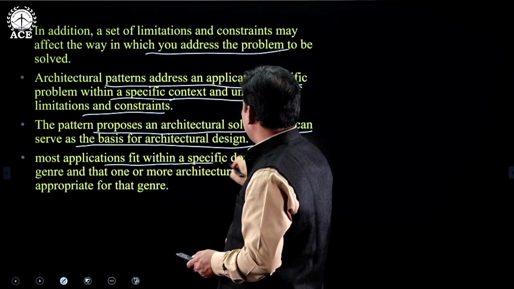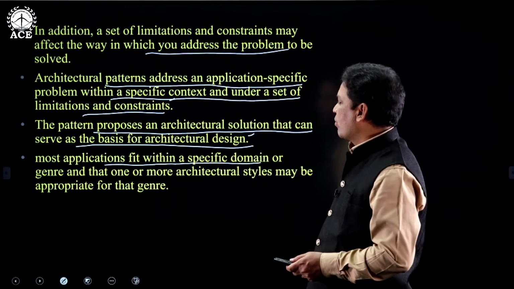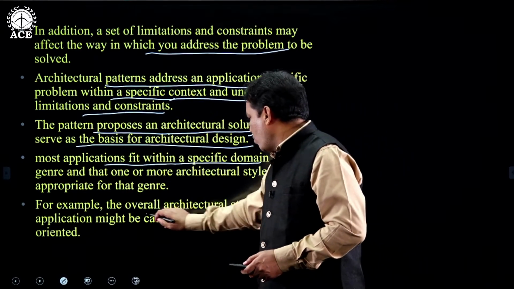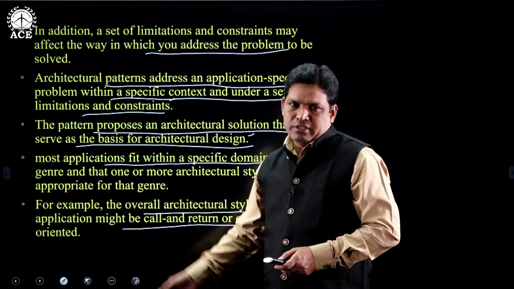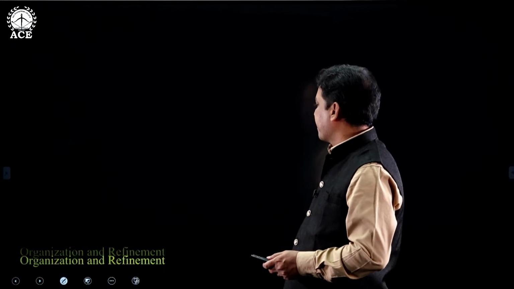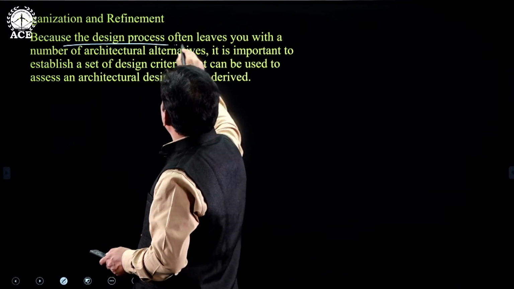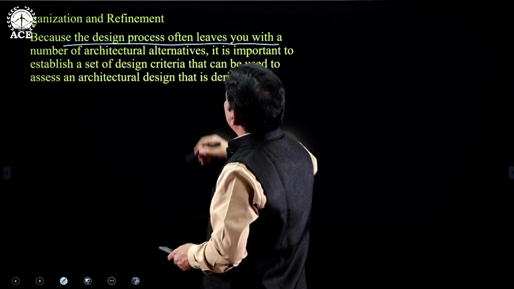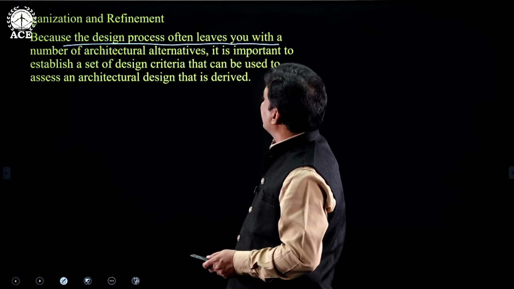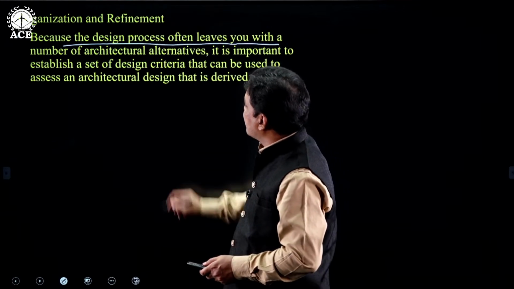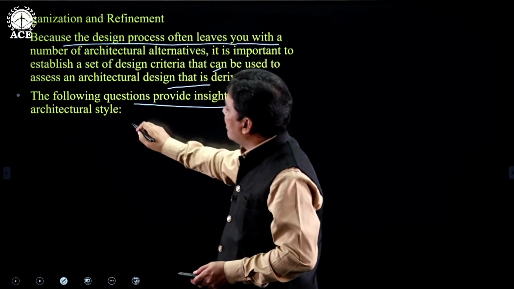Most applications fit within a specific domain or genre, and one or more architectural styles may be appropriate for that genre. For example, the overall architectural style for an application might be call and return, object-oriented, or data-centered, which we had discussed, right? Organization and refinement: the design process often leaves you with a number of architectural alternatives. It is important to establish a set of design criteria that can be used to assess an architectural design that is derived. The following questions provide insights into architectural styles.